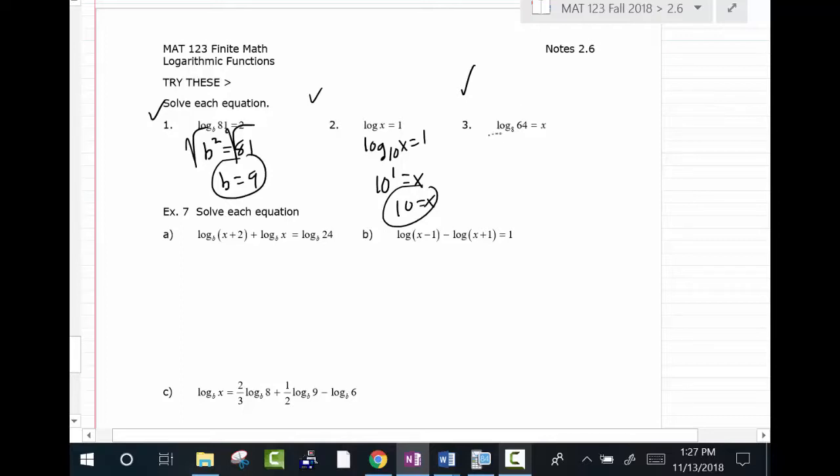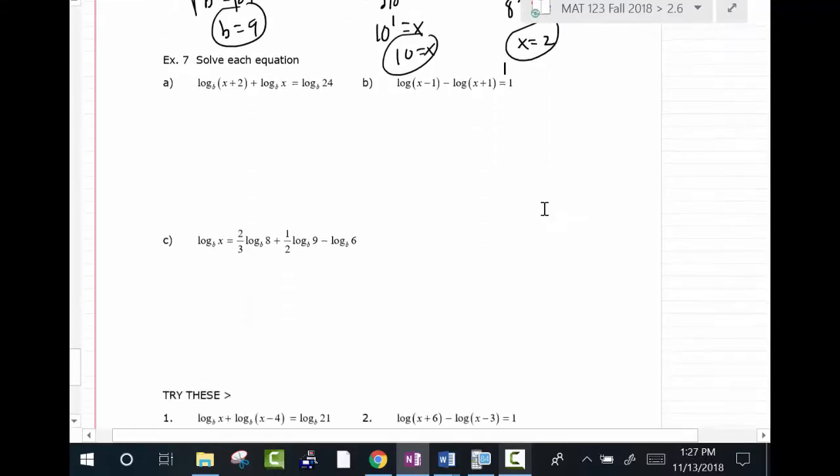Okay, the next one, you say 8 to the x equals 64. Well, you can do that in your head. What does x have to be? 2. Okay, because it's designed so you can do it in your head. If you can't do it in your head and it's decimals, then you have no choice but to use your calculator. Okay, so it looked like we did okay.